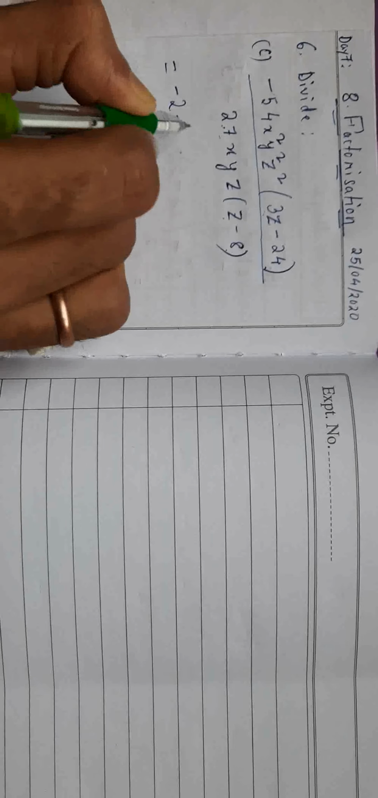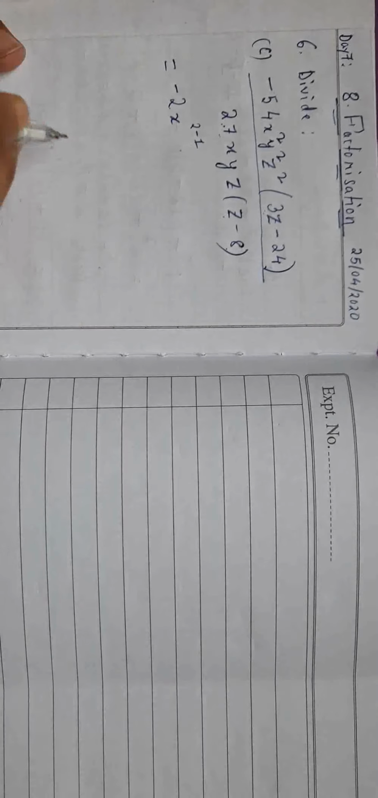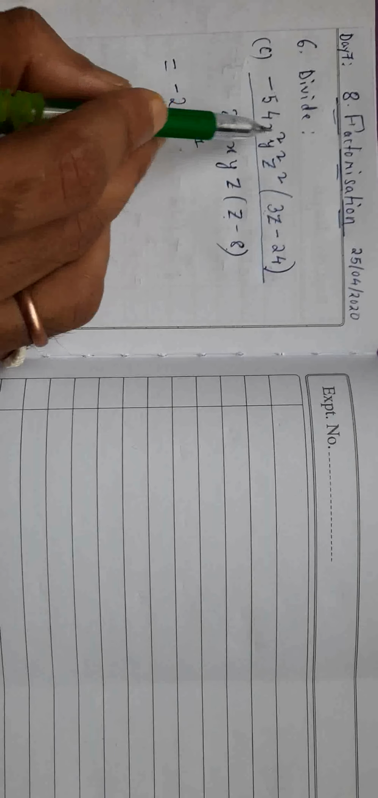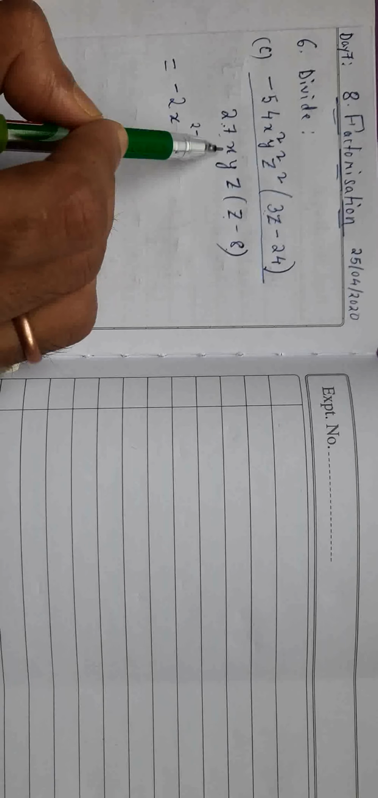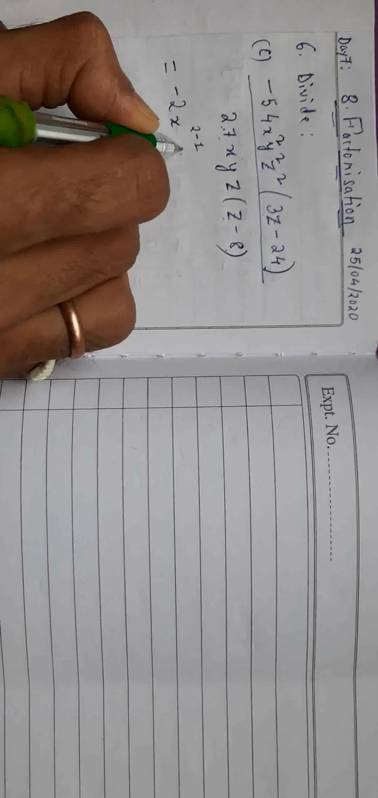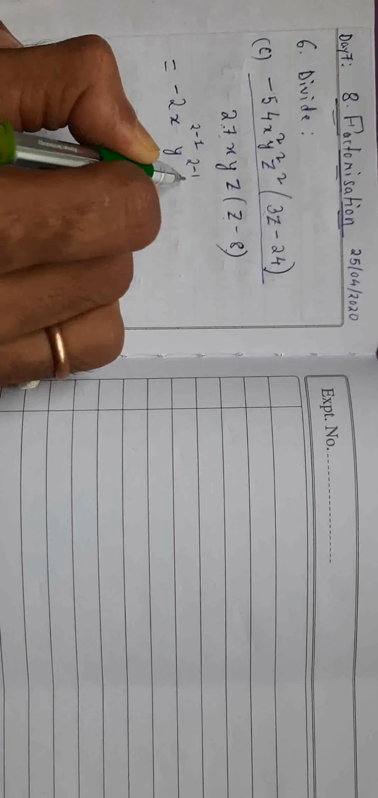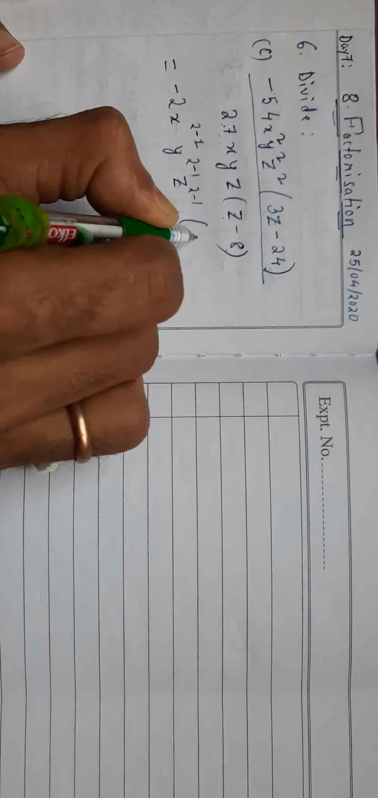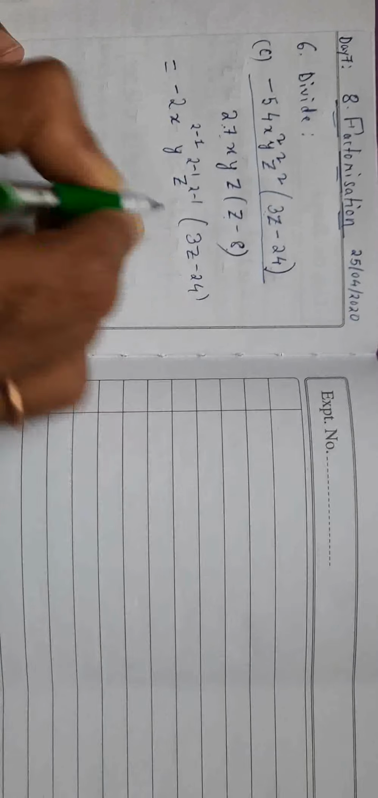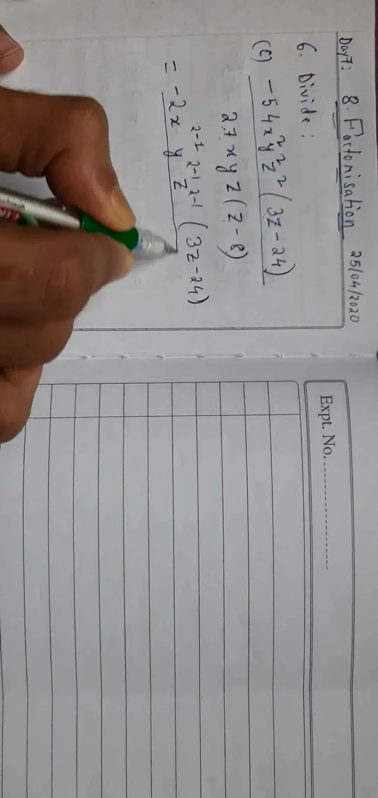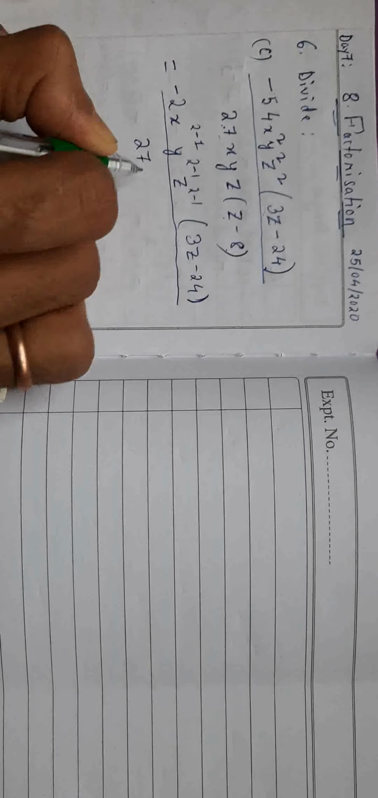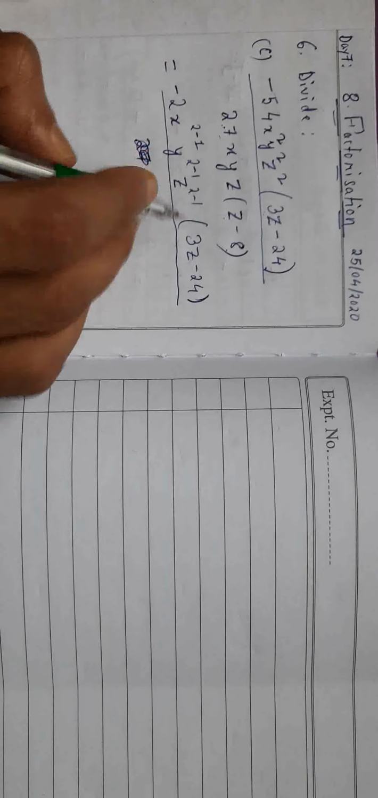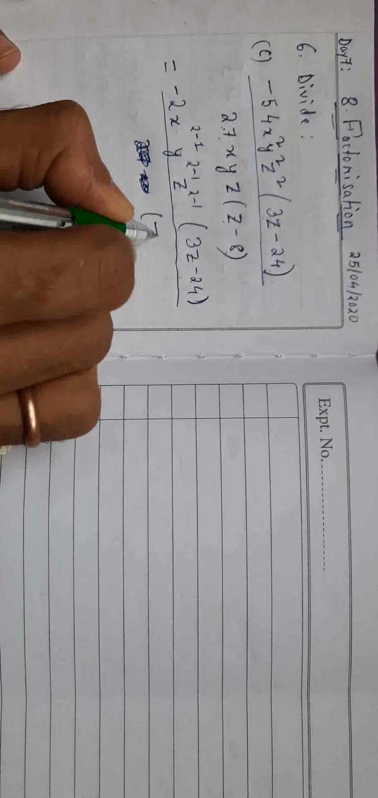So x to the power 2 minus 1, since here the power is 1. Not mentioned means the power is 1. So a to the power m divided by a to the power n is a to the power m minus n, that is the formula. Similarly, y to the power 2 minus 1, z to the power 2 minus 1. Within bracket 3z minus 24, whole thing divided by z minus 8. The xy we have cancelled, so we are left with only z minus 8 in the denominator.